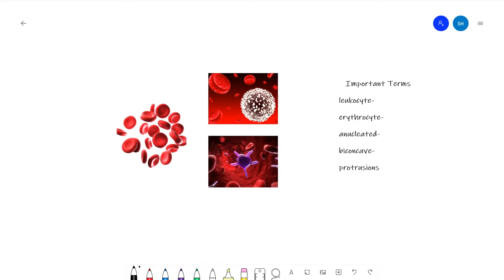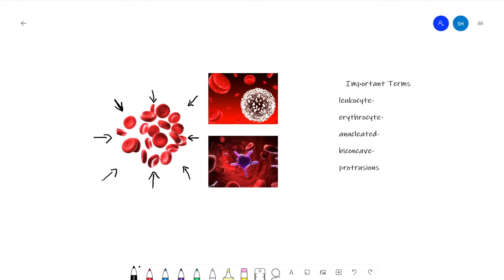Today we'll be talking about the three main components of blood. The three main components of blood are red blood cells, white blood cells, and platelets. There are a lot more, but these are the main ones. Let's get started by talking about the red blood cells.